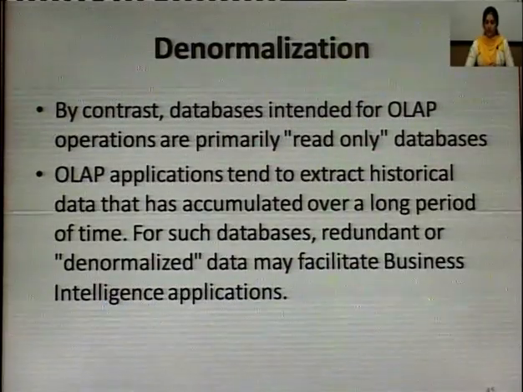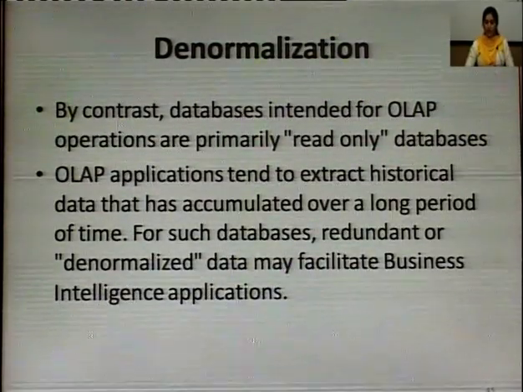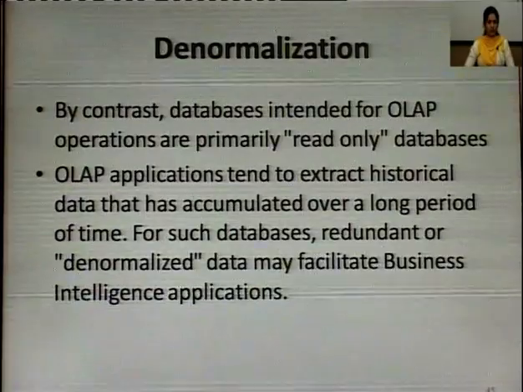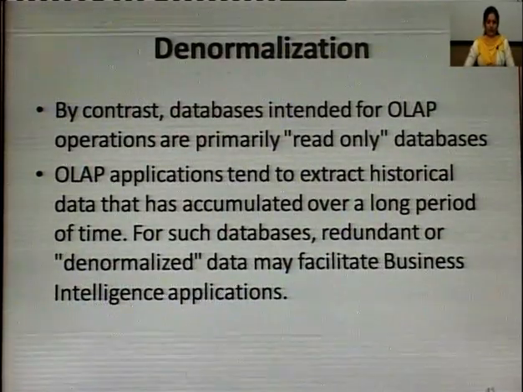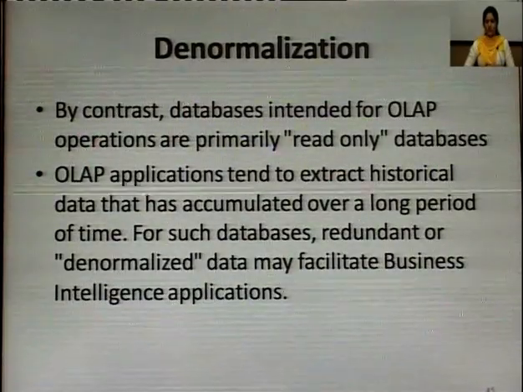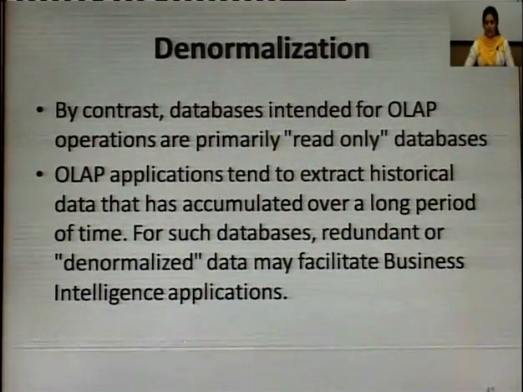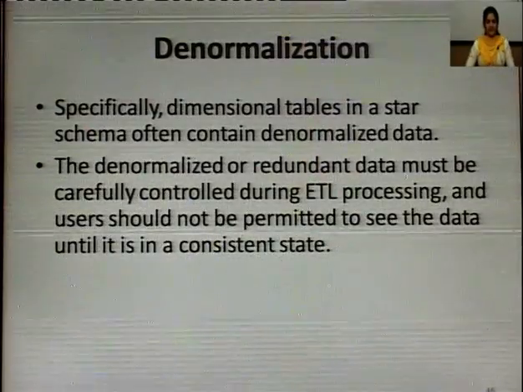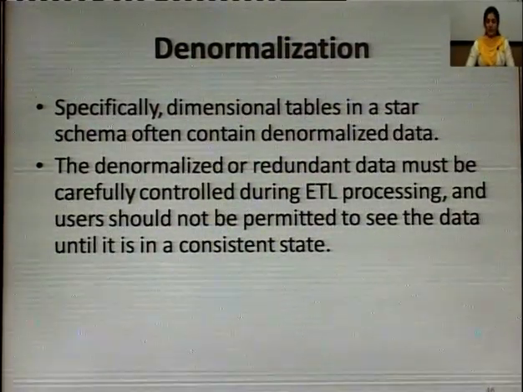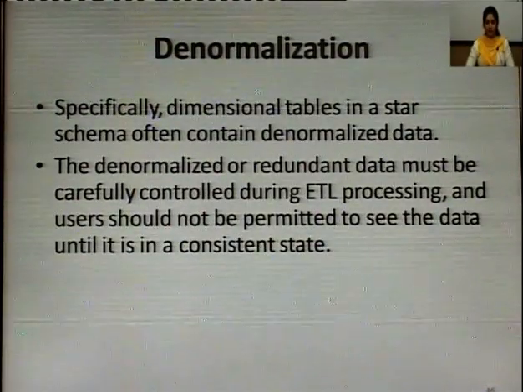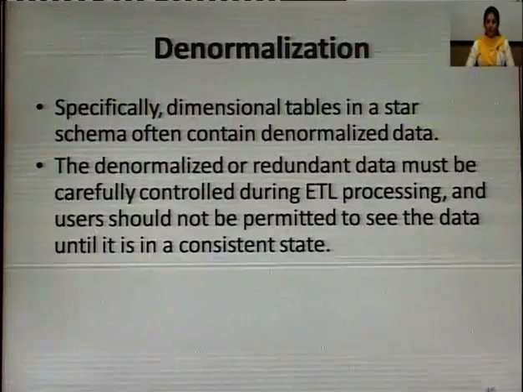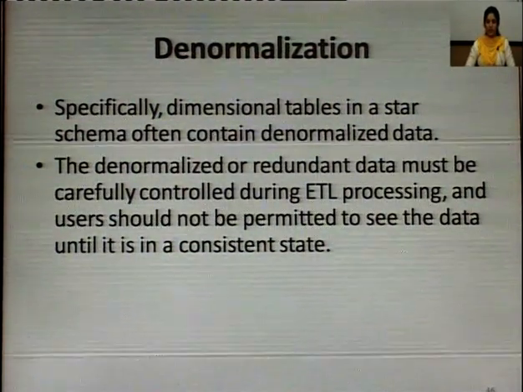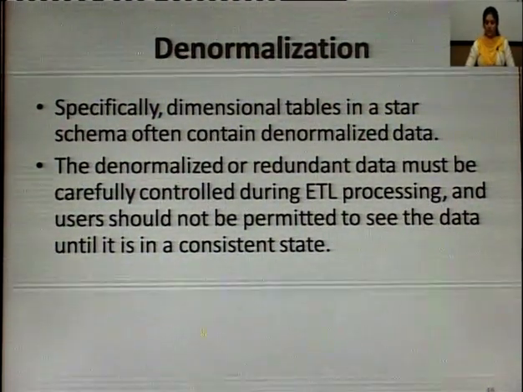OLAP applications tend to extract historical data that has accumulated over a long period of time. The information which is stored in your OLAP applications is basically a long period of data. For such databases, redundant or denormalized data may facilitate business intelligence applications. Specifically, we would say dimensional tables in a star schema often contain denormalized data. The denormalized or redundant data must be carefully controlled during ETL processing, and users should not be permitted to see the data until it is in a consistent state.